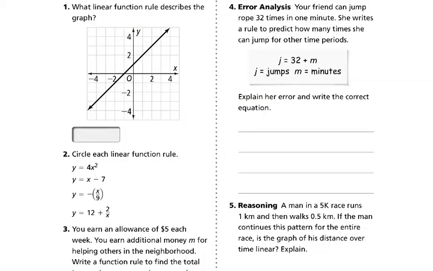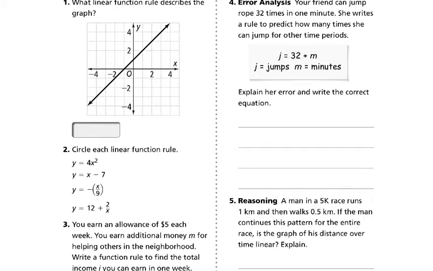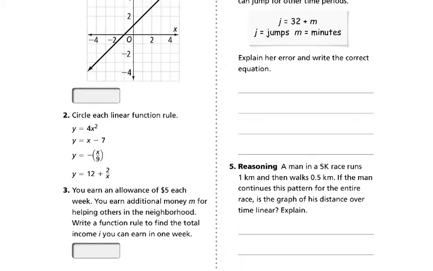Now in your notes, write down number 1's answer. And then for number 2, when it says circle each linear function rule, I want you to write down which ones are linear. So if you think y equals 4x squared is linear, write that down. If you don't think it's linear, don't write it down. So put number 2 on your paper. Then for number 3, you earn an allowance of $5 each week. You earn additional money M for helping others in the neighborhood. Write a function rule to find the total income you can earn in 1 week. Write the equation down that matches that.